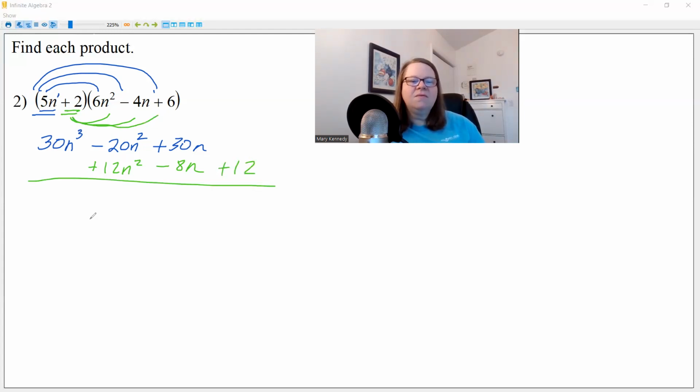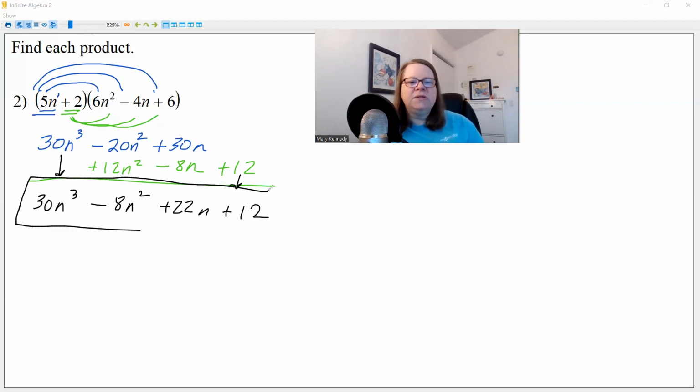Okay. So now we're ready to combine our like terms. And the cool thing is that we've just lined them up. So I know automatically there's nothing to combine with 30n cubed. I'm just going to bring it down. Negative 20 plus 12 is negative 8. And those are n squareds, so I put n squared on it. 30 minus 8 is 22. And that's an n term. And then there's nothing to combine with 12, so I just bring it down.